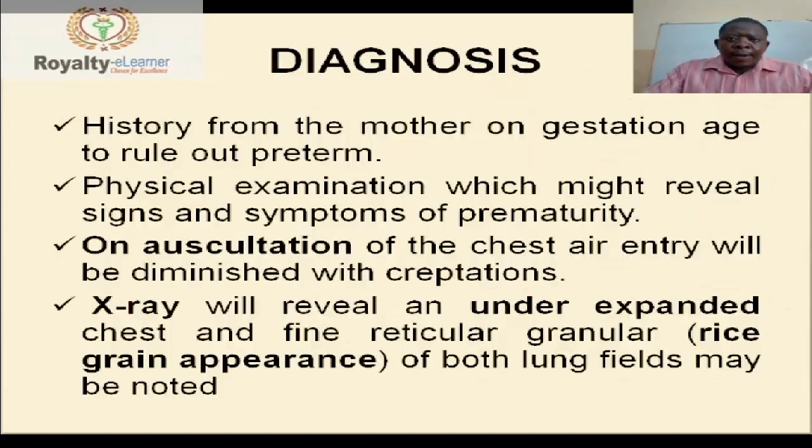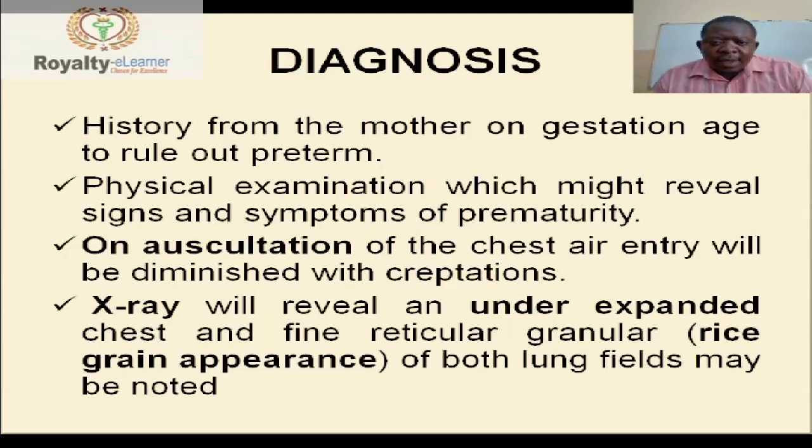Okay. All right. So now, how do you diagnose this condition? History from the mother on gestational age to rule out preterm is very important. Also rule out diabetes, a large for gestational age baby, and all those things. So history taking is very important. After that, you can do a physical examination, which might reveal signs and symptoms of prematurity. Since we're looking at RDS, I would also encourage you to look at the other lesson we recorded on prematurity, so that you can also see what the signs and symptoms of prematurity are.